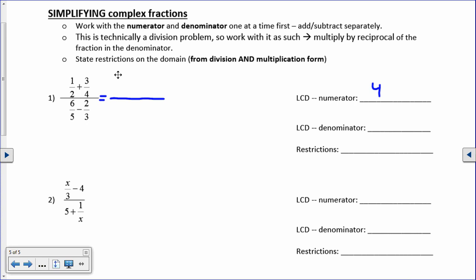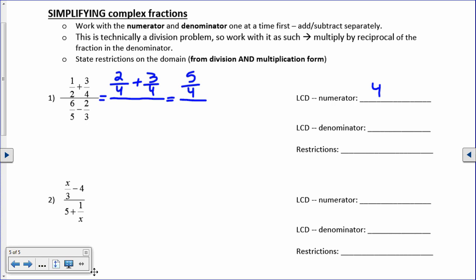Okay, so this would be 2 over 4 if I multiply that times 2. And what about the second fraction? That one's okay. It already has the common denominator. Alright, and if I combine those, what do I get? 5 over 4. Alright, so we simplified the top. Now we're going to do the same thing in the bottom. What would the LCD be?